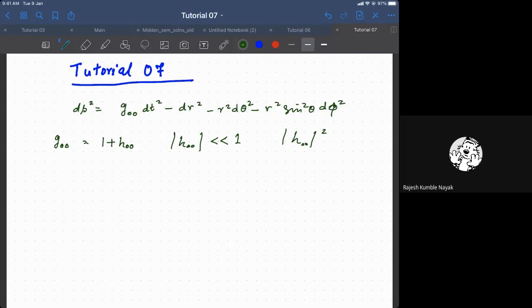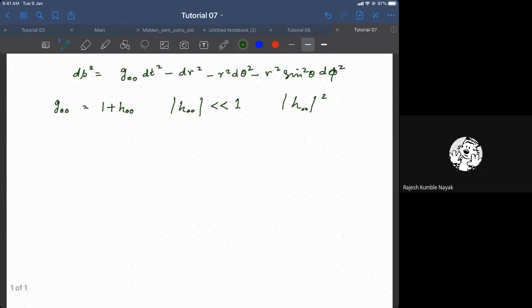So let us try to get an equation of motion for the corresponding metric and see what kind of equation of motion we would get. That is the goal, and we try to see whether we can relate it to the Newtonian gravity equation of motion, or a Kepler problem. Sir?